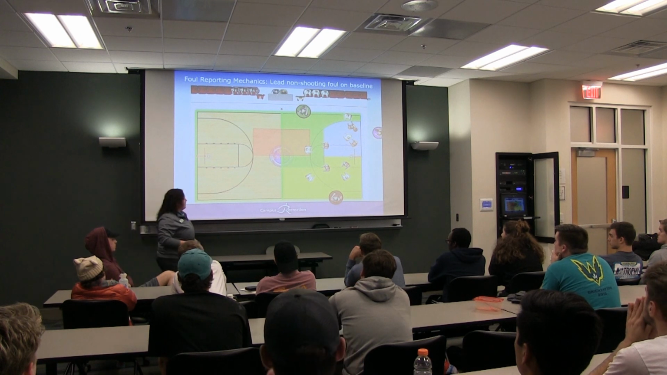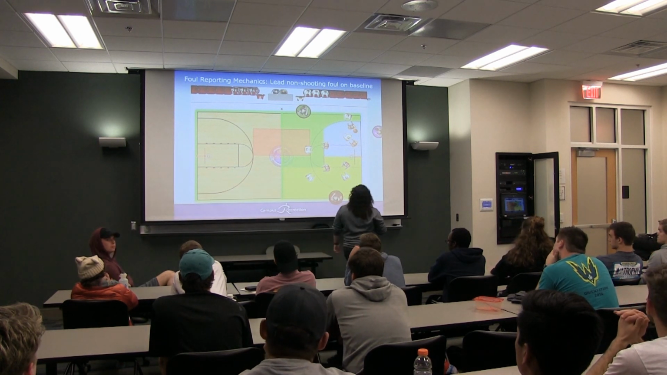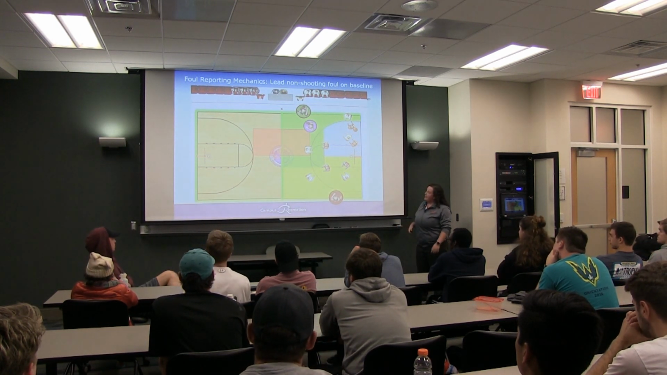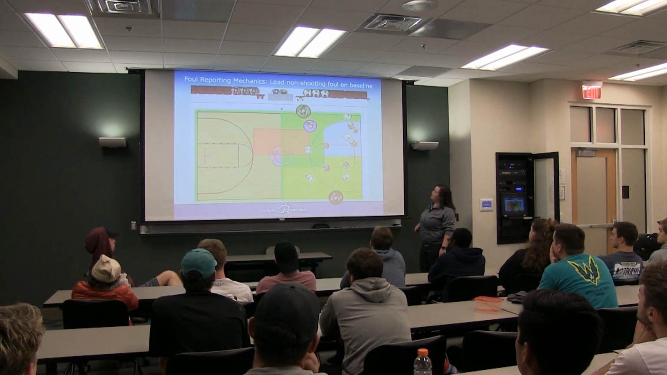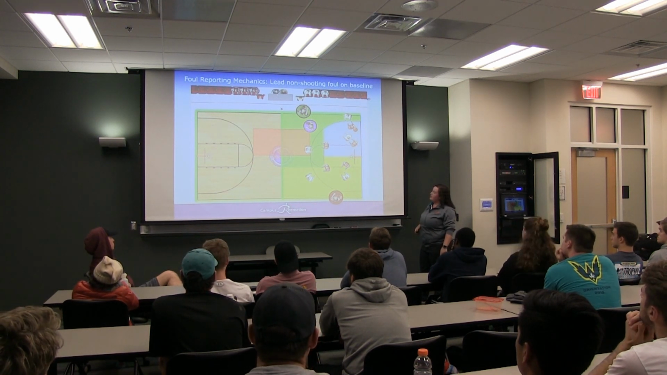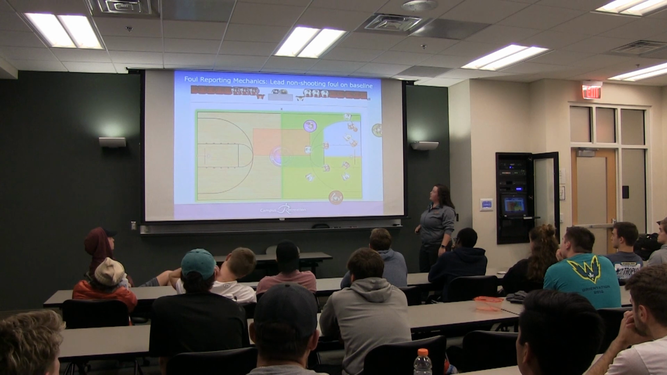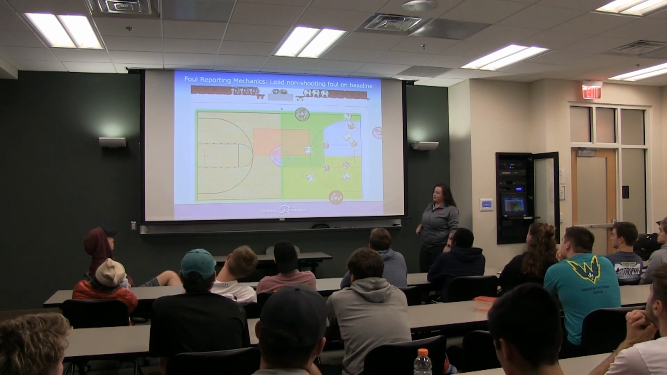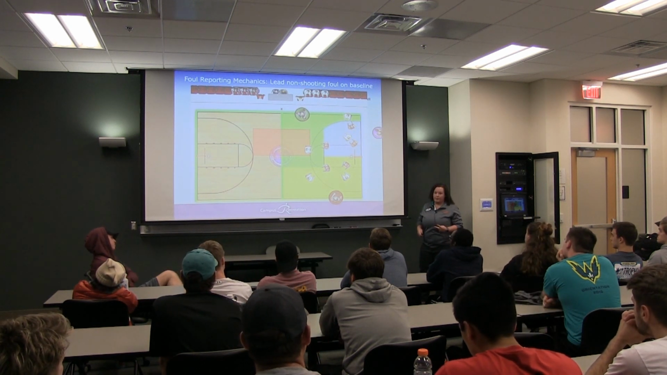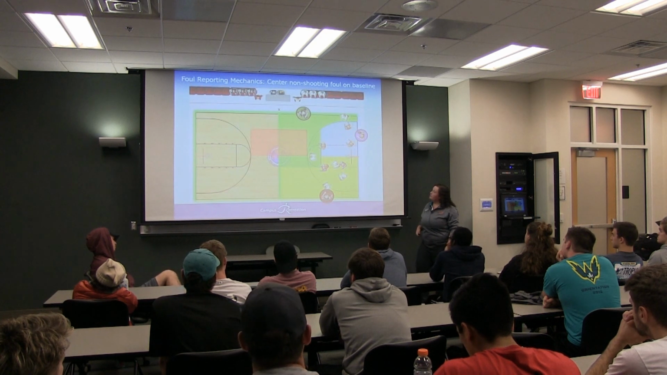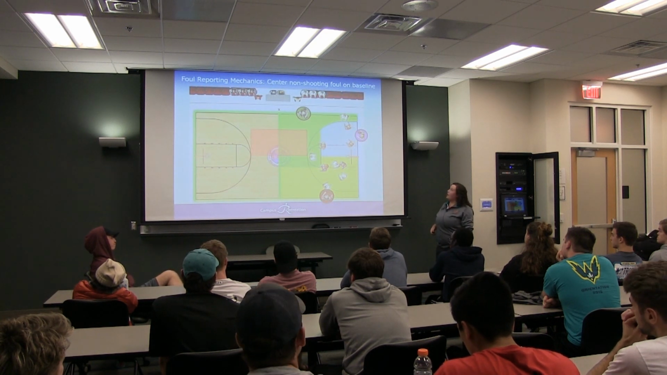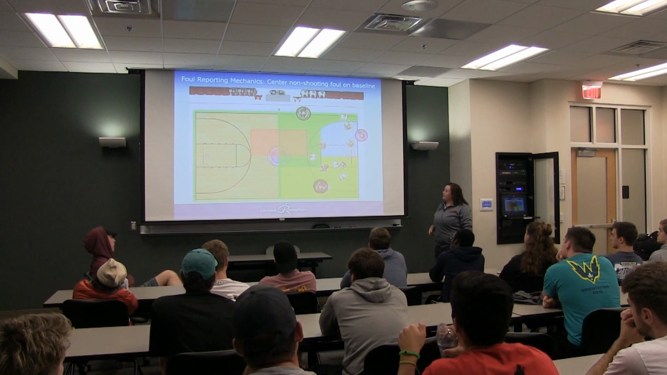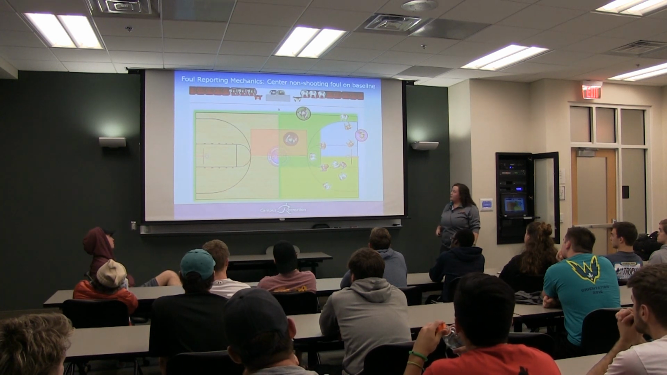All right, so foul mechanics. So lead called the foul on this one. He goes over table side, trail goes to where lead was, and they just switch jobs. We're only going to be moving those 2 people. Same thing if center was to call a non-shooting foul. He's going to go over to table side.